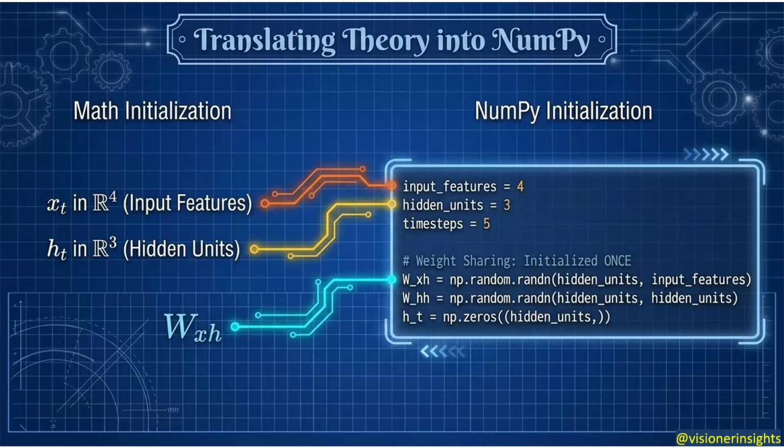And look at the weight sharing in action here. The matrix W_xh is initialized exactly once using numpy.random.rand. No matter how many time steps we take later, we only generate these random starting weights one single time.